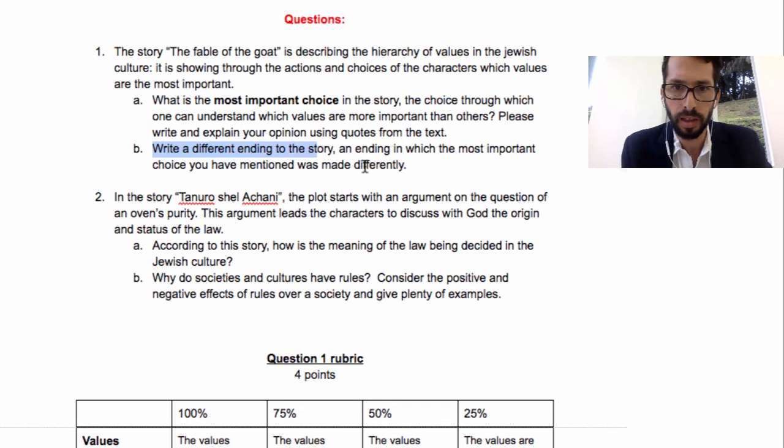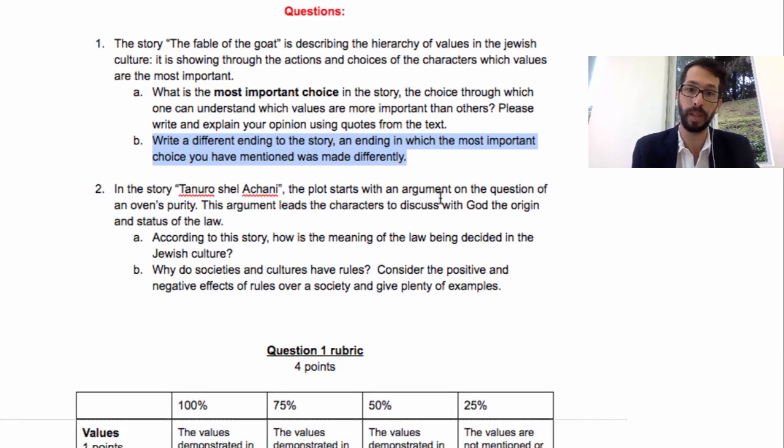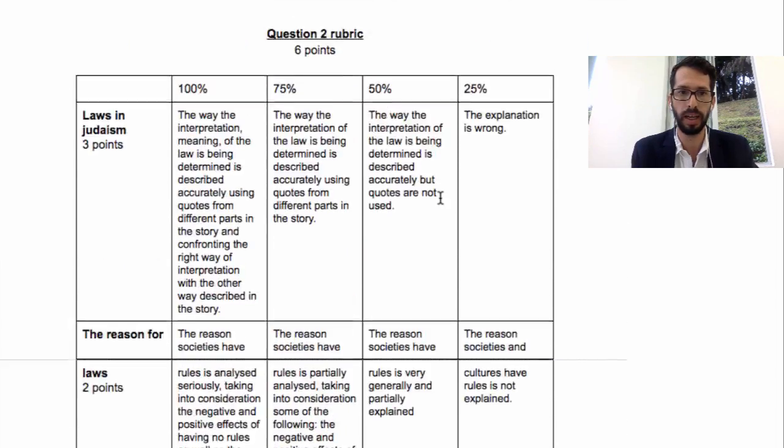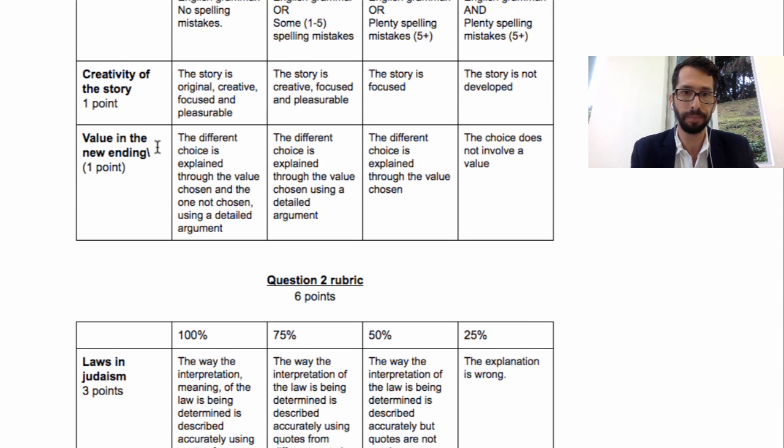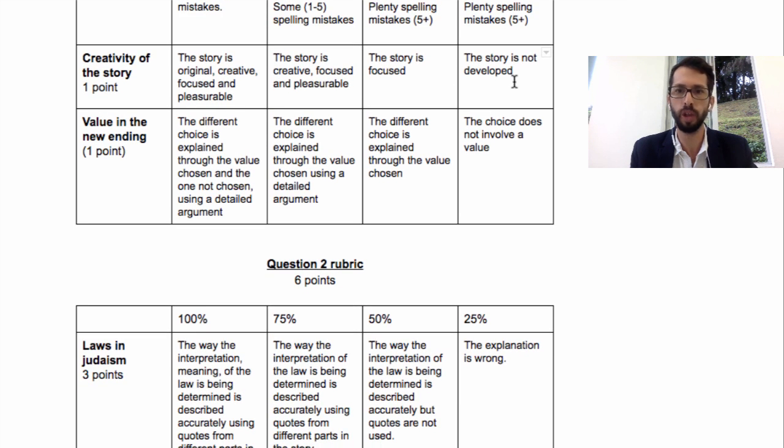I'm going to grade the new ending of the story in this way. The creativity counts, the originality of it. If it is creative but not original, you get in the 75% zone. If it is original, creative, focused, pleasurable, you get 100%. If it's only focused but not creative, not very pleasurable, and not original, you're in the 50% zone. Not for you: not developed, meaning it is very, very short. I can't understand if it's original, creative, and so on.